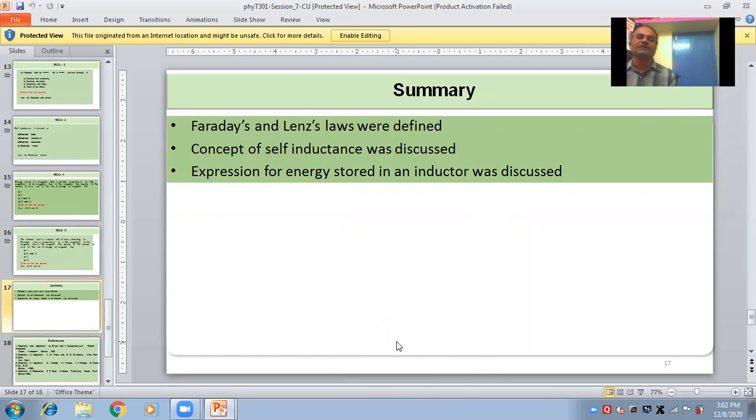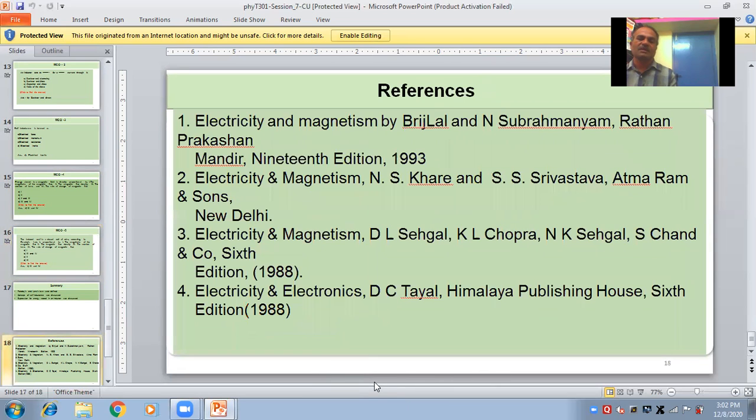So in summary, you have studied all these things, and these are the reference books you can go through.